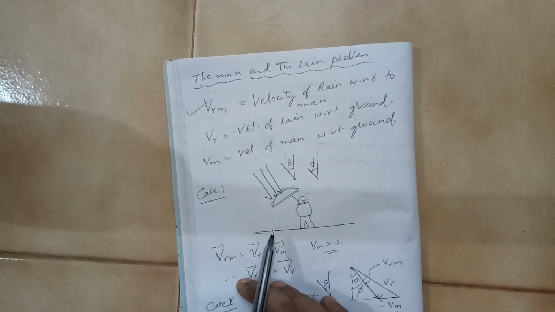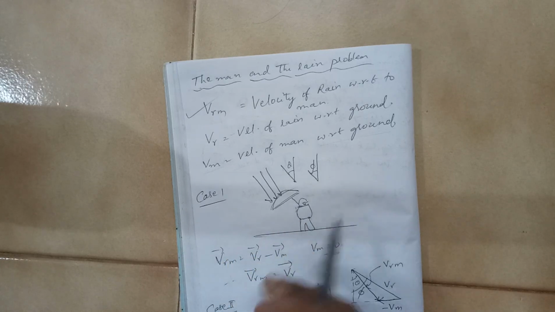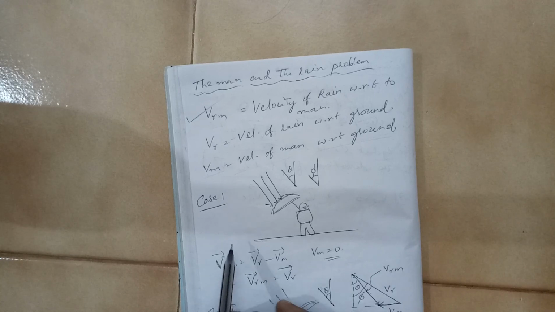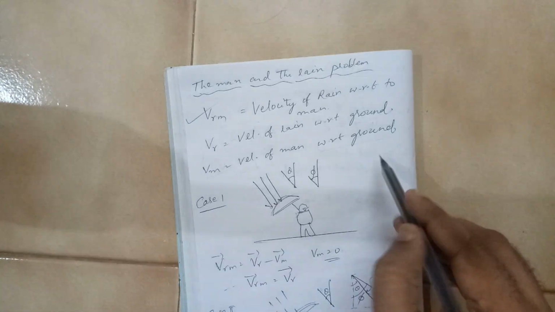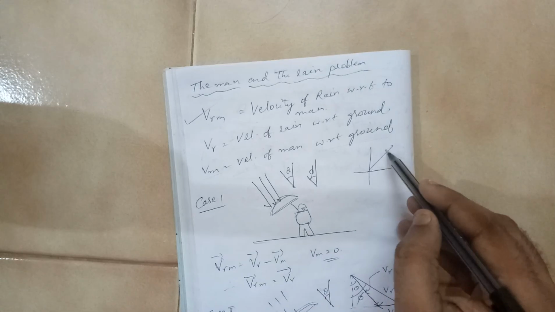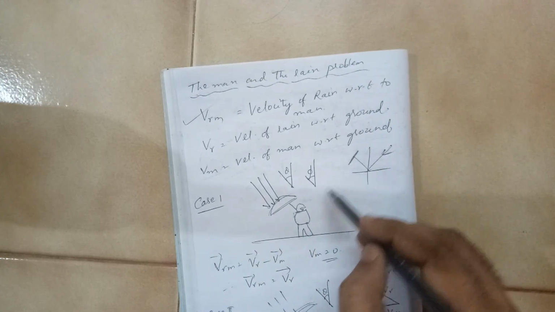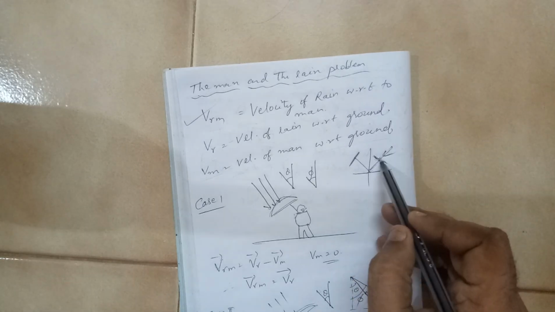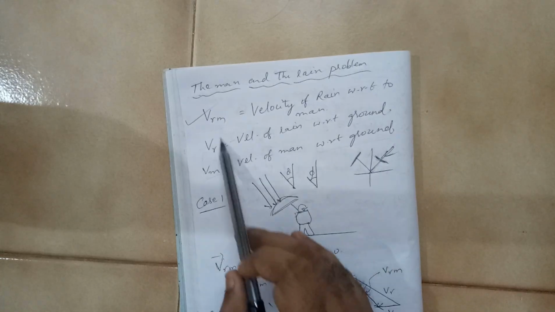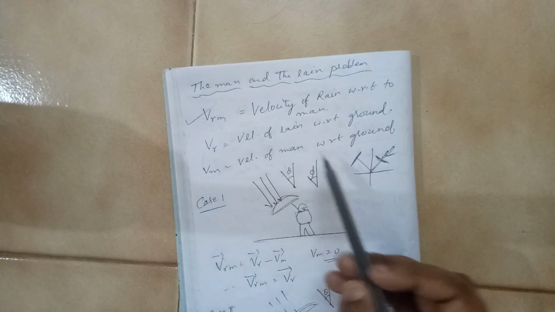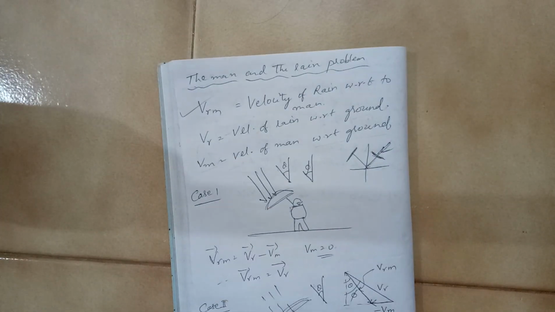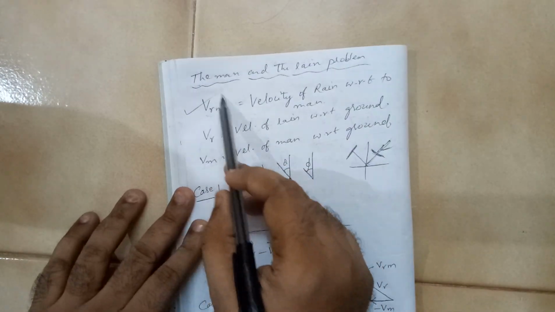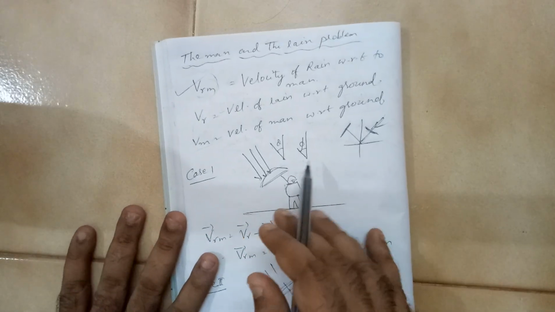Suppose VRM is coming in the northeast direction, there is no point holding the umbrella in the northwest direction. If VRM is coming in this direction, there is no point holding the umbrella in another direction. You have to hold the umbrella in the same direction in which the velocity of rain with respect to the man has been calculated. Now that we have understood that we have to calculate VRM, we will see different scenarios.